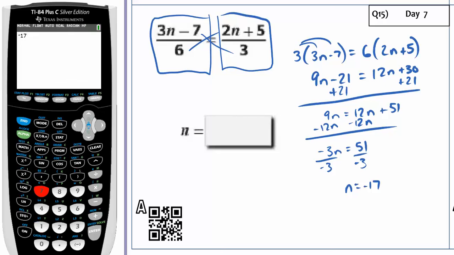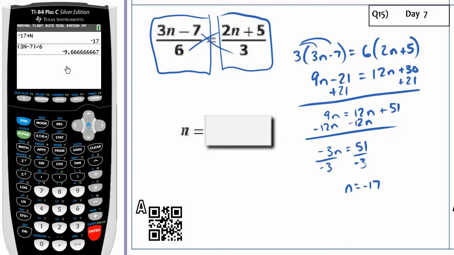So negative 17, store button. I'm going to use the alpha n. So I like to store it for whatever letter that I actually see here. That way I'm always typing the same exact thing as I see. I'm going to put parentheses around the numerator, which is a really common mistake. 3n minus 7, close my parentheses, then divided by 6. Hit enter.